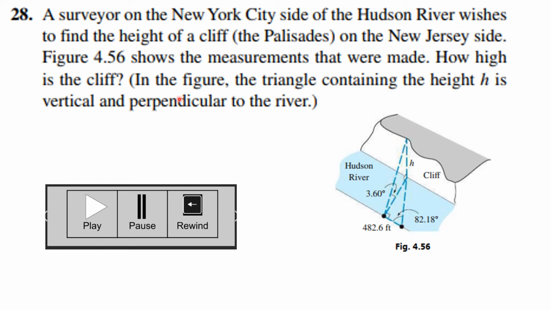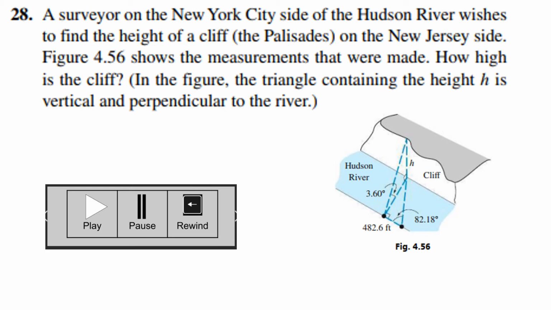Here we have another problem. Again, another surveying problem. A surveyor on the New York City side of the Hudson River wishes to find the height of a cliff called the Palisades on the New Jersey side, and there's a picture and the measurements that are made. Now it is a little bit tricky because you have to realize that this is a 90-degree angle. They tell you in the figure that the triangle containing the height h is vertical and perpendicular to the river. So press pause and work through the problem and hit play, and we'll see how you did.